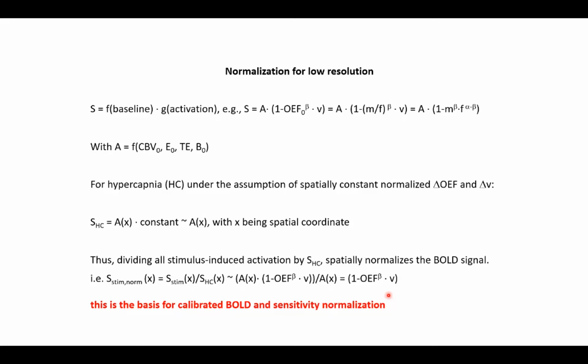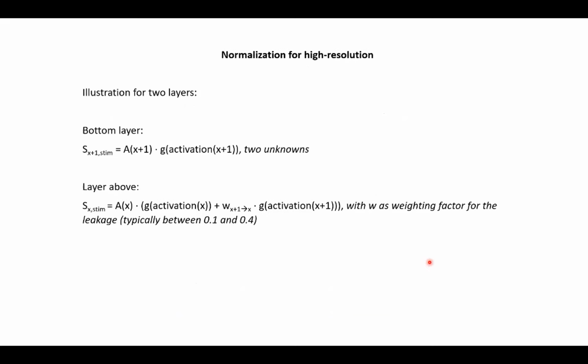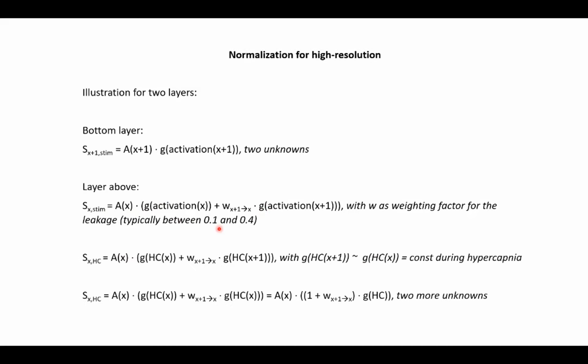Now, if we apply the same approach for laminar fMRI, we say, okay, we have just 2 layers. We have one layer, we have the sensitivity of that layer multiplied with the activation of that layer. The layer above, we have another sensitivity, we have the activation of that layer, and we have the draining vein effect. That's this term. So we have to add the draining vein from the bottom layer. So that's what this equation means. So just the leakage model.